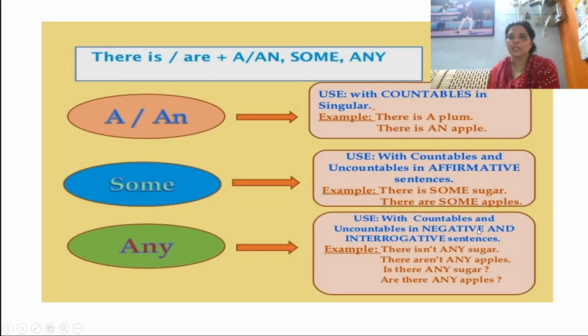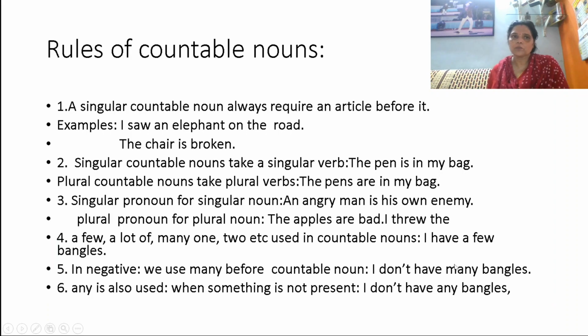Is that clear? Now, any is also used with countable as well as uncountable. How? Like in negative sense. There is not any sugar. Here also it is uncountable. There are not any apples. It is countable. Is there any sugar? It is uncountable. Are there any apples? It is countable. So let us come to your rules.